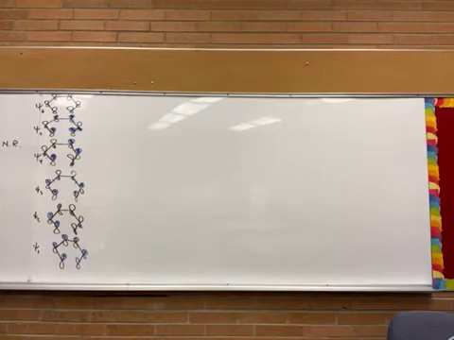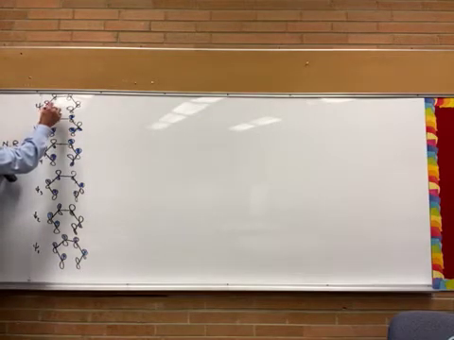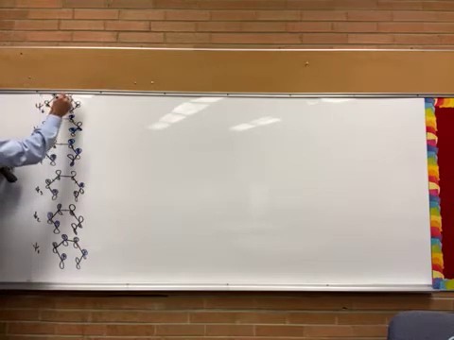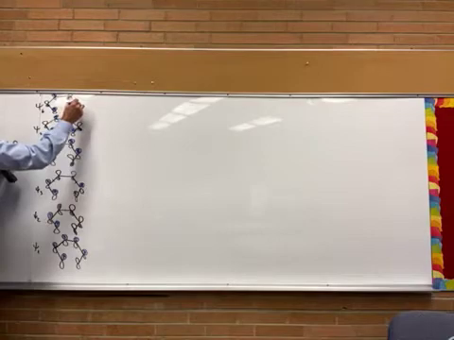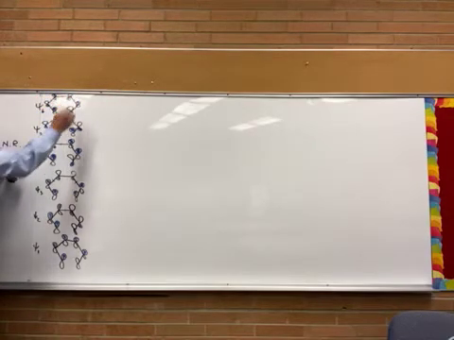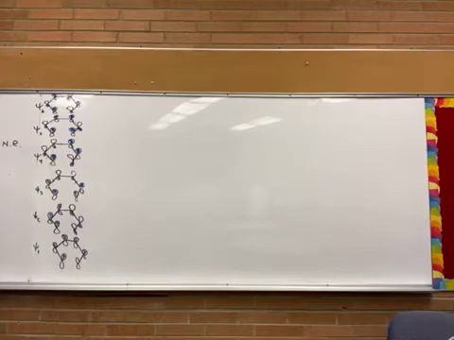So again, no nodes, 1 node, 2 nodes, 3 nodes, 4 nodes, and finally the highest orbital is going to be the one with nodes all over the place. Lots and lots of nodes. 1, 2, 3, 4, 5. Okay, so these are really your 6 possibilities of where your nodes go. Okay.